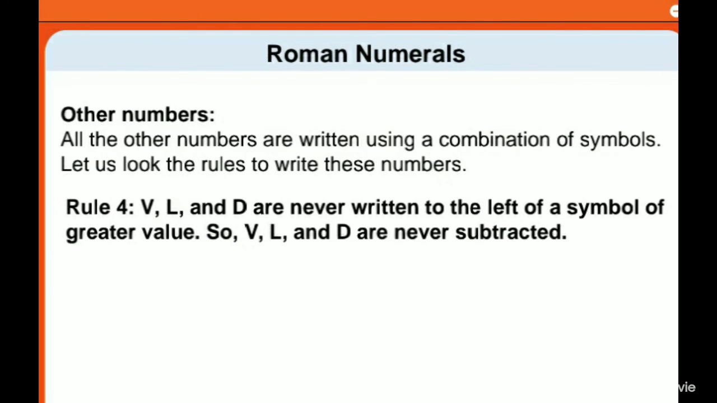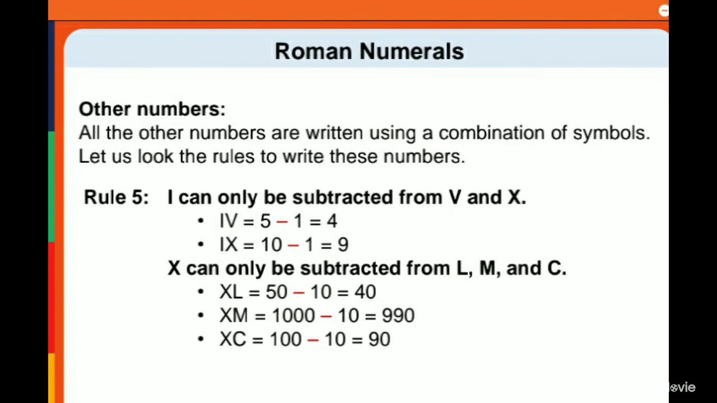Rule 4 is V, L and D are never written to the left of a symbol of a greater value. So V, L and D are never subtracted. Last rule is I can only be subtracted from V and X. Like for 4 we can write I and V, and for 9 I and X. And X can only be subtracted from L, M and C, like 50 minus 10. To represent 40, we will write X and L.